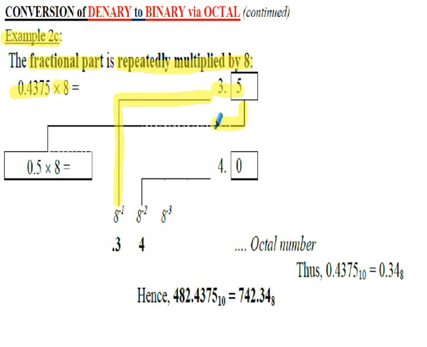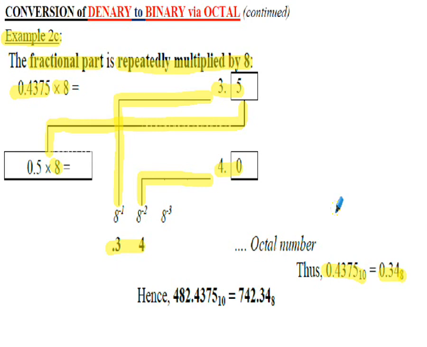We carry over the 0.5 and we multiply that by 8. That gives us a value of 4.0. We write the integer 4 under the column heading of 8 to the minus 2. That gives us an octal number of 0.34. Thus, 0.4375 in denary is equal to 0.34 in octal.